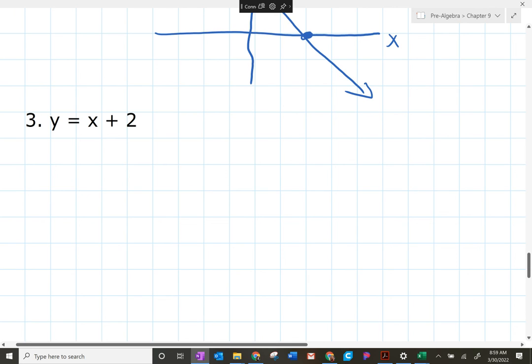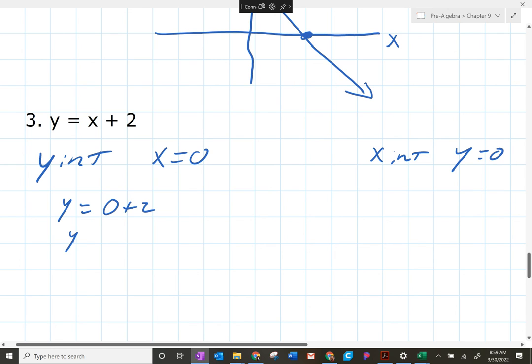All right, I want to make sure that I can answer this one. I know some of you guys are getting ready to go to a different room, but hopefully you went through and did these ones. So with my y-intercept, x equals 0. With my x-intercept, y equals 0. So this one was y equals 0 plus 2. My y equaled 2. So if I wanted an ordered pair, it would be 0, comma 2.